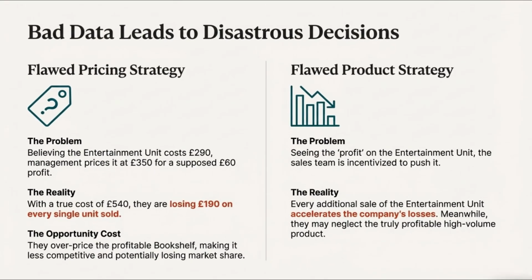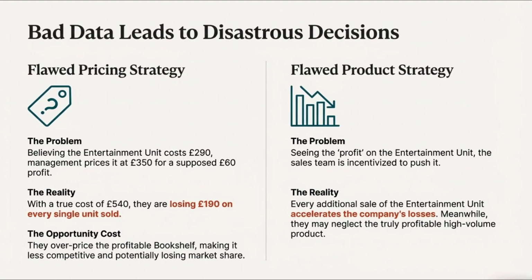Now, let's see the real-world consequences of getting costs wrong. Bad data leads to disastrous decisions in two critical areas. First, pricing strategy. If management believes the entertainment unit costs £290, they might price it at £350, thinking they're making a £60 profit per unit. But with a true cost of £540, they're actually losing £190 on every single unit sold. They think they're profitable, but they're hemorrhaging money.